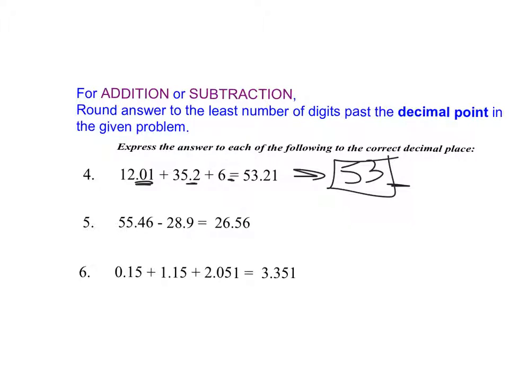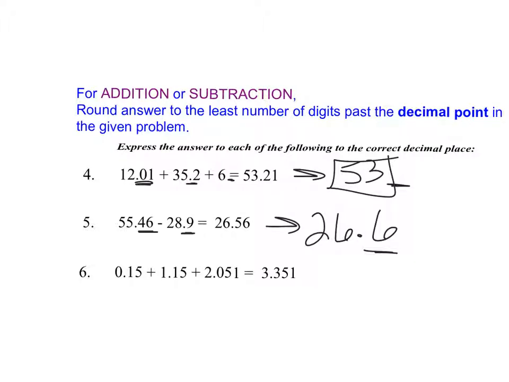Let's look at number 5, 55.46 minus 28.9. 55.46 has 2 numbers past the decimal. 28.9 has 1 number past the decimal. So when I round my final answer, I have to round it to a single decimal place, which means my 26.56 turns into 26.6. 1 decimal place, 1 decimal place.